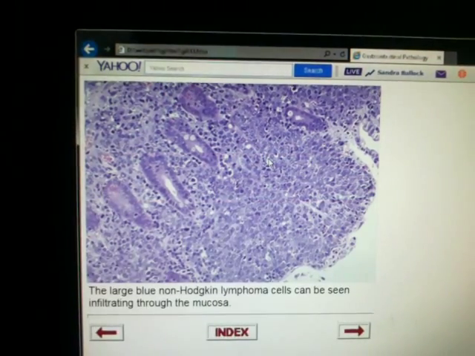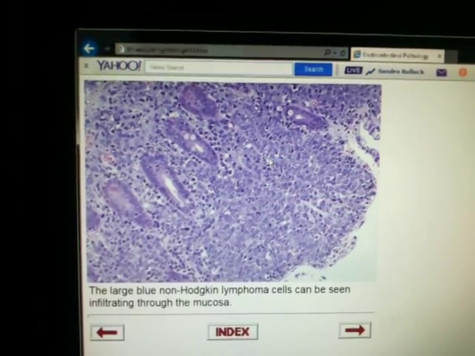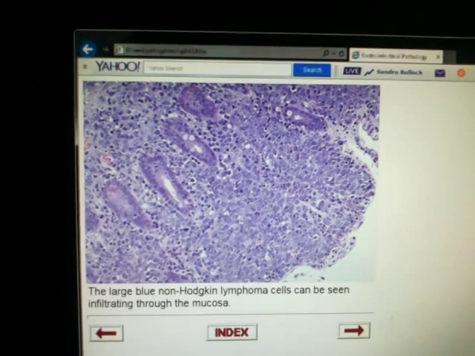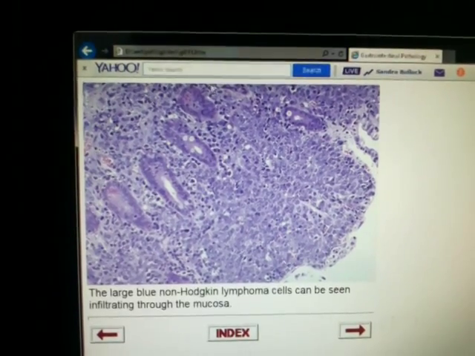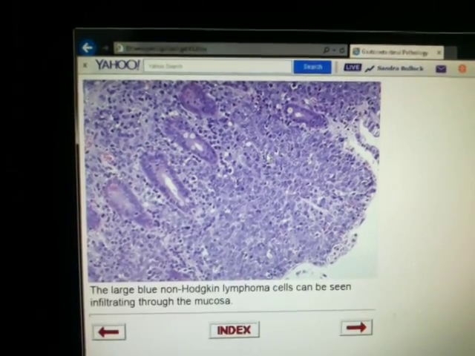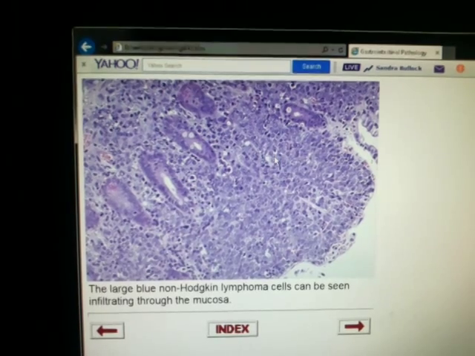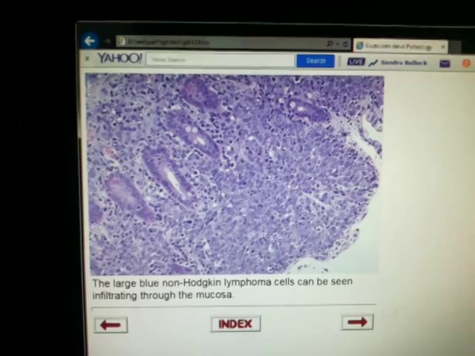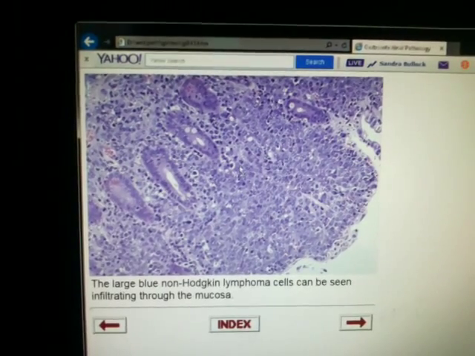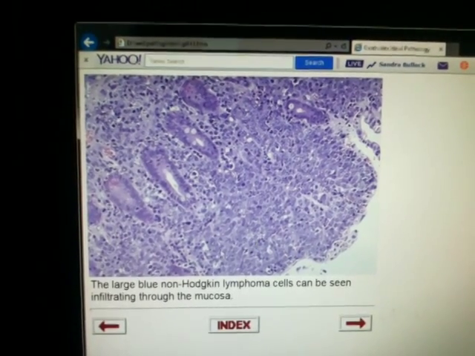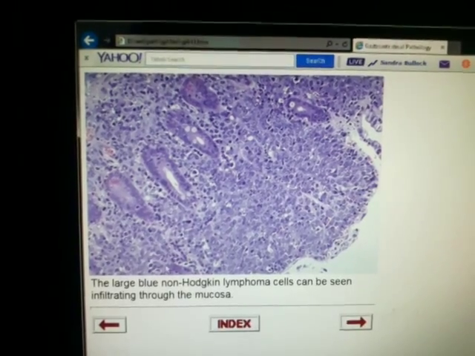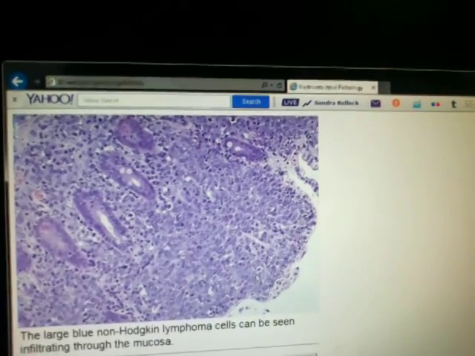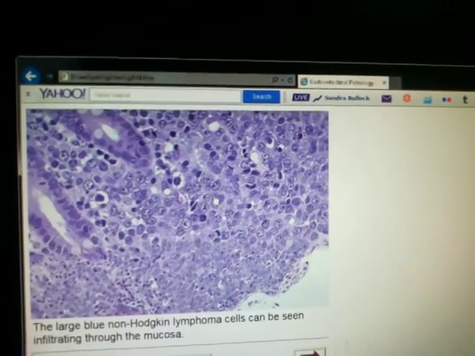This is the microscopic appearance of non-Hodgkin lymphoma. As you know, we have the normal crypt of the colon, and this is the lamina propria. The lamina propria usually contains loose connective tissue and some inflammatory cells and blood vessels. In this patient, the whole lamina propria is filled with sheets of these malignant, neoplastic cells. We will see these cells later on in higher magnification.